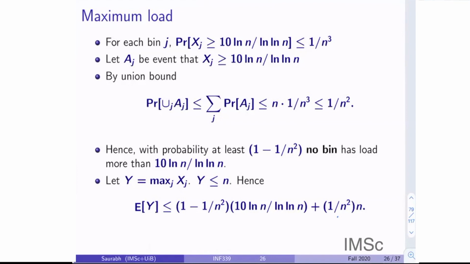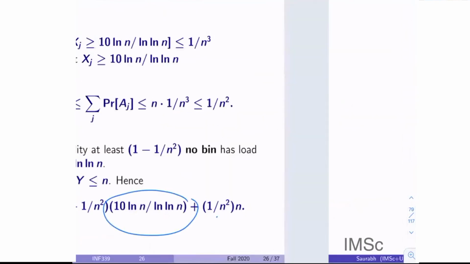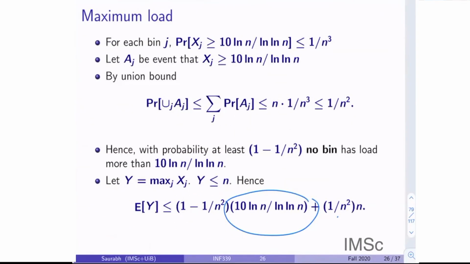So this tells us that the expectation of Y is basically centered around this quantity. What did we manage to show? We managed to show that the expected maximum is no more than some order of ln n / ln ln n. Or, no bin contains more than this with very good probability. In other words, no bin contains more than this many balls with very good probability, close to 1.